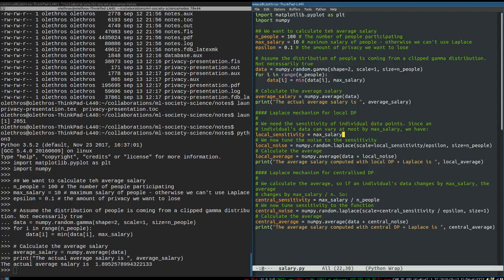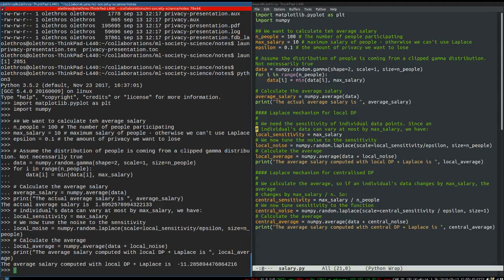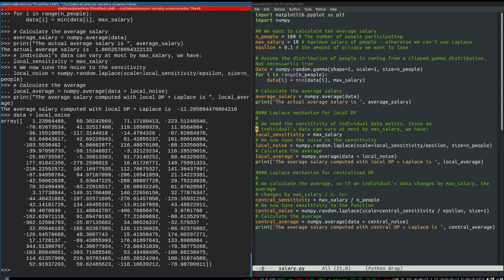Now, we remember what we mentioned about sensitivity. If we have a mechanism that's local, adding noise to each person's data, then we just use the formula: add local noise to every person, and the noise should be local sensitivity divided by epsilon. That's what we had in the formula. And we calculate the average again. Okay, it seems wrong, right? Minus 11. If we look at the individual data, data plus local noise, it's this. So people have minus 200 salary and so on. Seems not very nice.